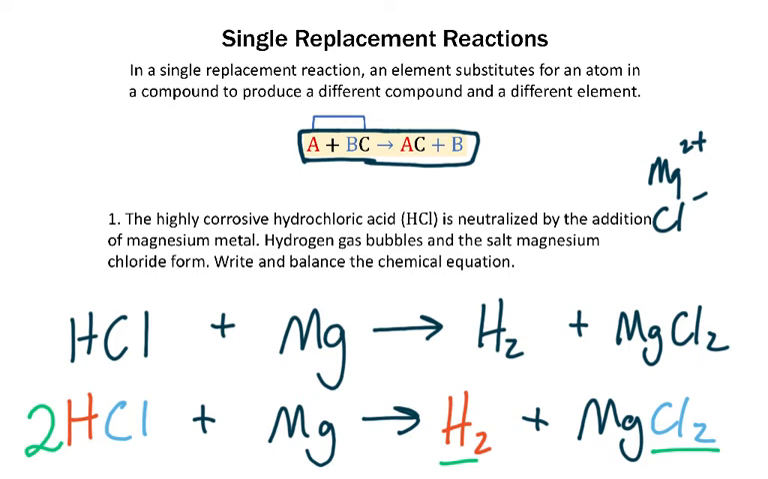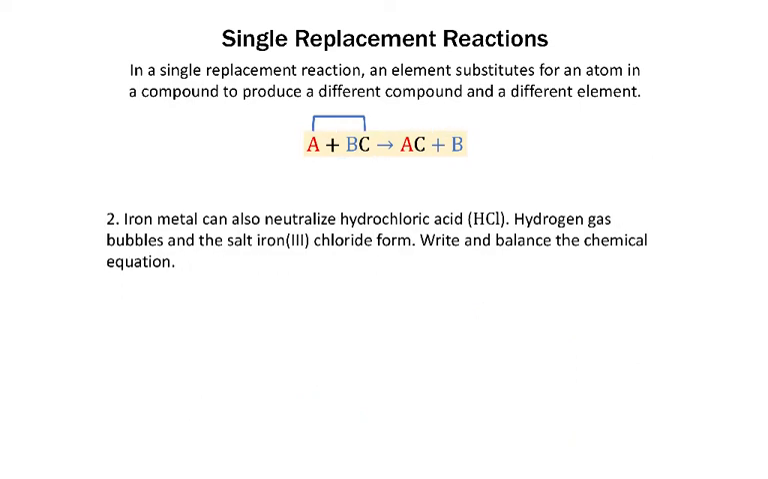All right, our second example is a similar one, just because these are easy to make sense of. So here's another single replacement, and it again has to do with hydrochloric acid and a metal. This is a classic single replacement reaction, and it gets at some of the previous things that we've learned. It tests you on what the parentheses mean and how to form ionic compounds and all that. So these are questions that have multiple parts that are relevant to us. So here we go. Iron metal can also neutralize hydrochloric acid.